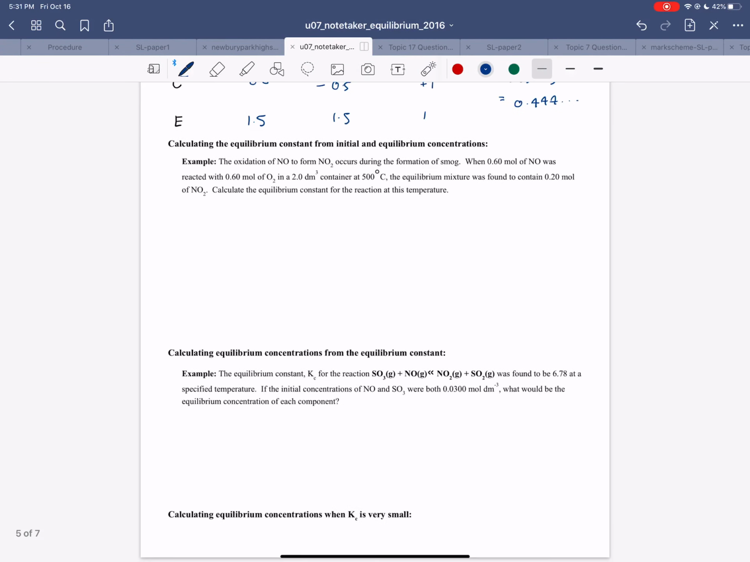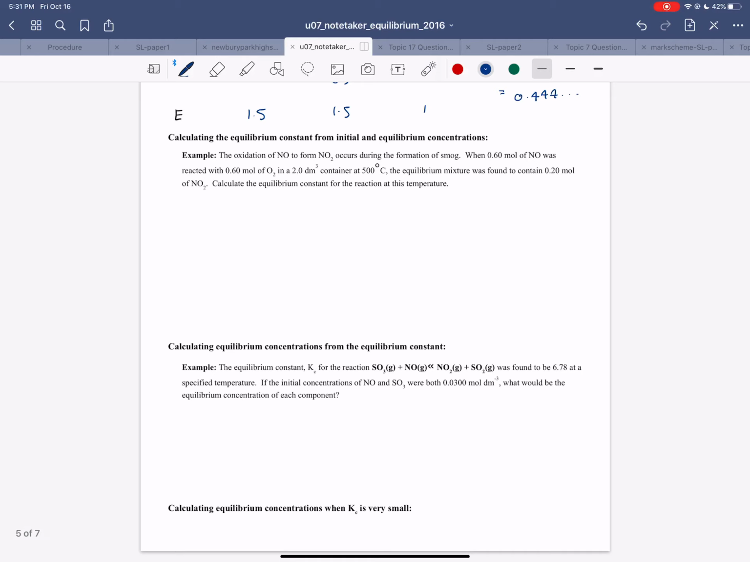Let's do another example. The oxidation of NO to form NO2 occurs during the formation of smog.